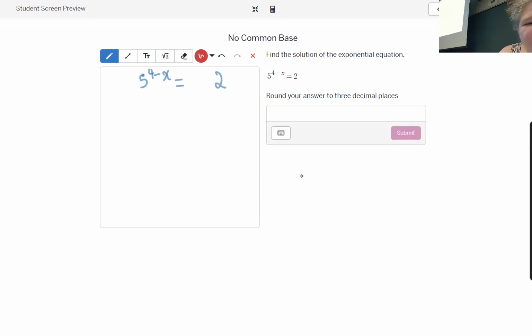So no way to write 5 as a power of 2, no way to write 2 as a power of 5 without using some weird decimal. So I'm going to apply a natural log on both sides of the equation. Now, when we do that, it's the natural log of the whole entire side of the equation equals the natural log of the whole other entire side of the equation.